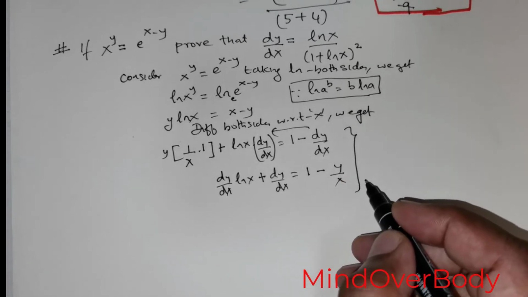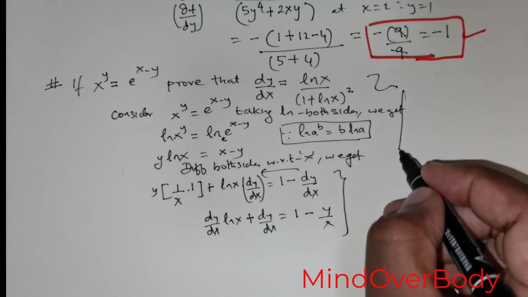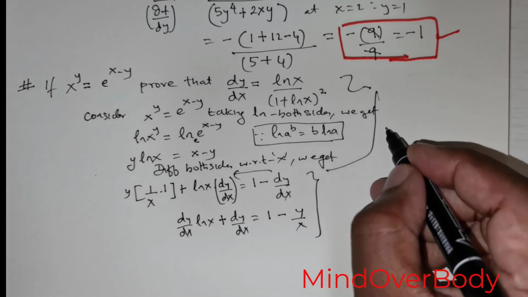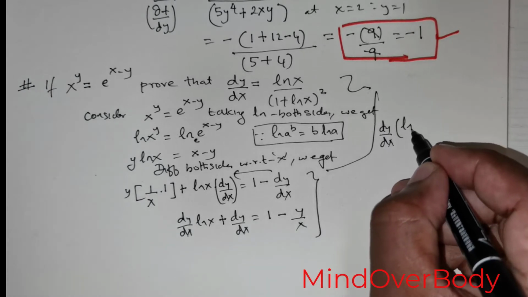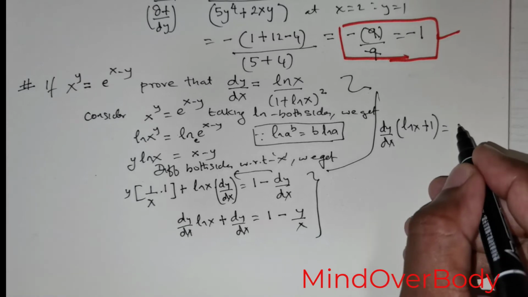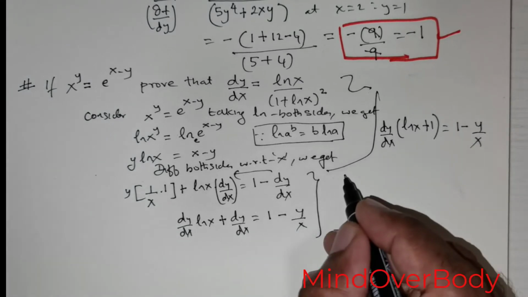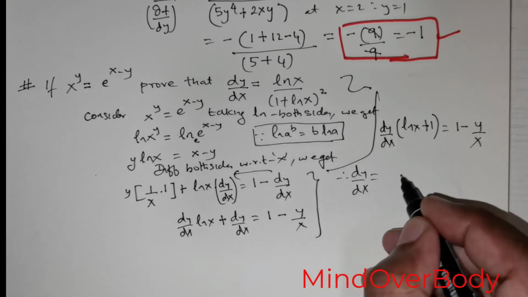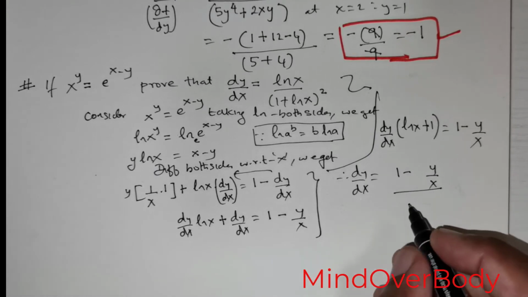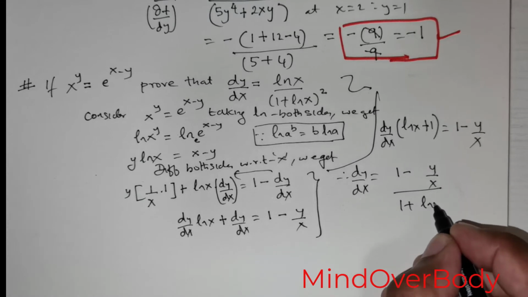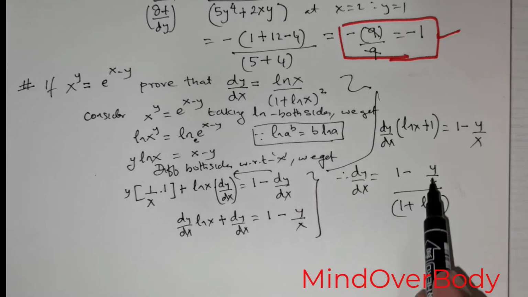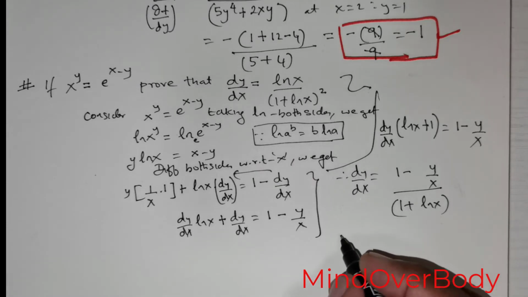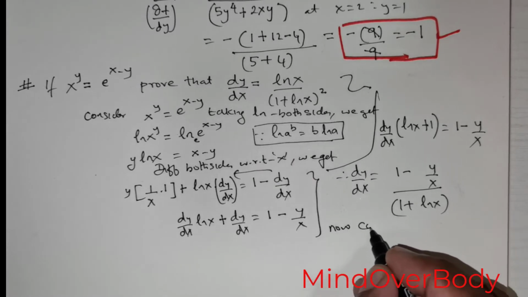Now let me use this part of the space. From here I am going to take dy over dx out, so that would give me ln x plus 1 is equal to 1 minus y over x. So therefore dy over dx is equal to 1 minus y over x, divided by 1 plus ln x. Now if you see the question, we do not have y over x, we just have ln x, so we need to get rid of this. How are we going to get rid of this?